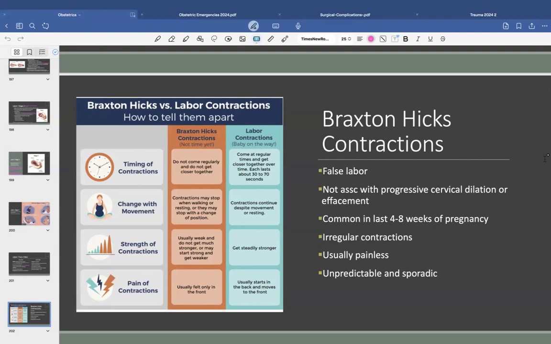One significant trigger for Braxton Hicks is dehydration. If you're busy, you're preparing 4 weeks out and you're trying to get ready for your baby, you might forget to drink water, and sometimes I would say it's probably one of the most common triggers for Braxton Hicks contractions, dehydration. Some people think of Braxton Hicks as like the uterus practicing for labor.